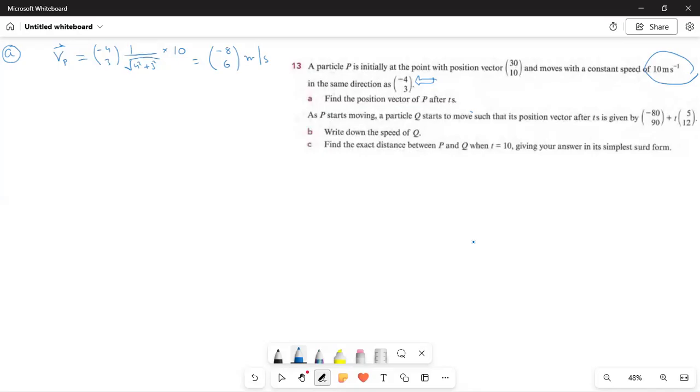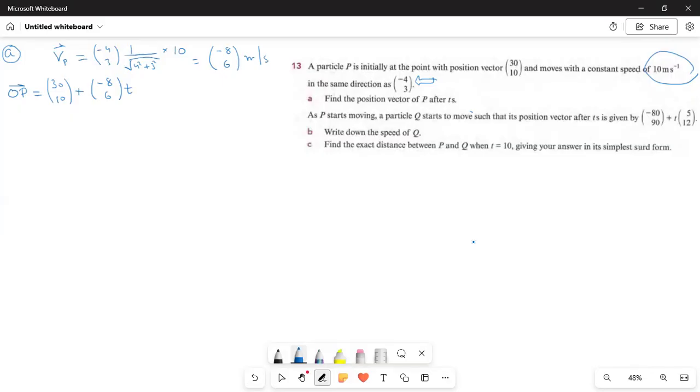Now we want to find the position vector. Position vector means OP, right? With respect to the reference of the origin. So the position vector was (30, 10) at time 0, and the velocity is this one. So plus (-8, 6) times t. So this will give us the position vector of point P after time t. So this is in meters.